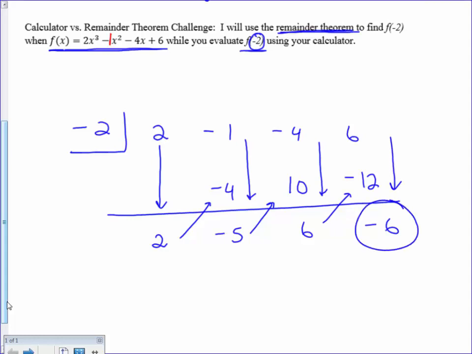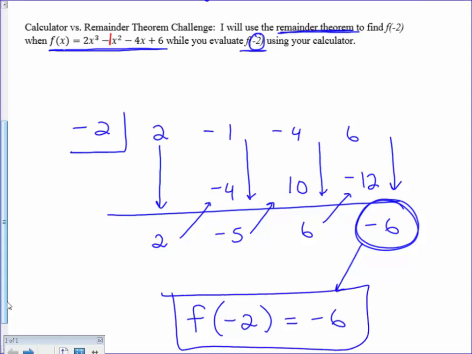Anytime you're asked to evaluate a function at a particular value, what I want you to write down when you're done is I want you to write down f of negative 2 equals whatever value you got here, which is negative 6. It is extremely important that you write your answer in this particular format when you're finished.